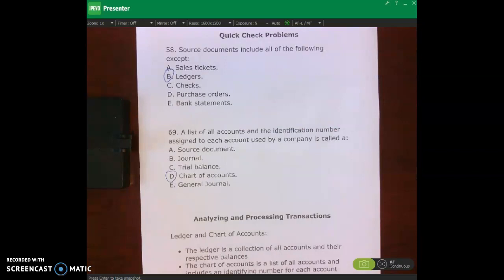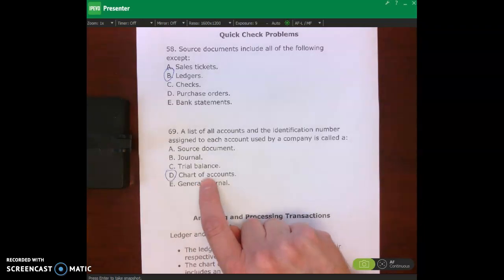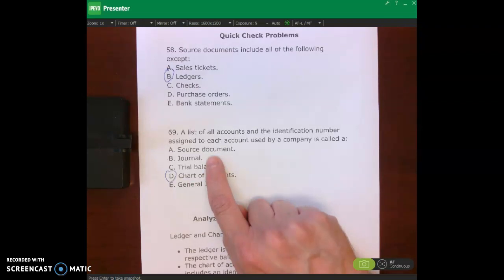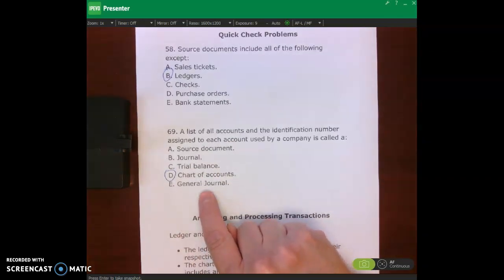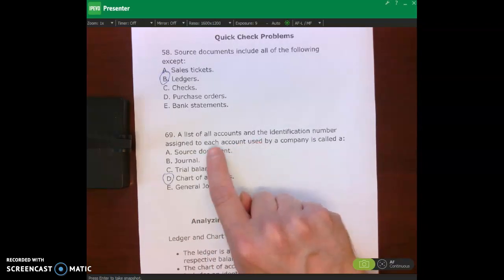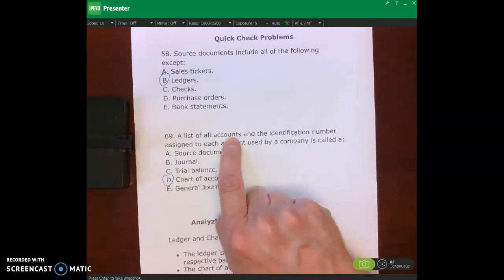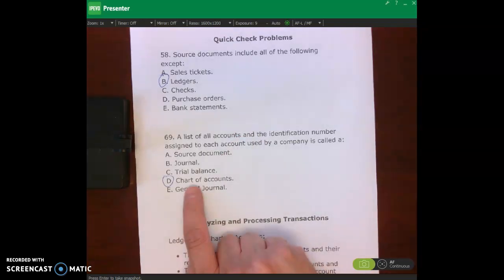The next one, a list of all the accounts and then their identification number assigned to each account. That's called the chart of accounts. And now that's not something that I talked about, but I was hoping maybe you could still reason that out by process of elimination. It's not a source document. And a listing of all the accounts, that's not the journal. That's where we record our transactions. It's not the general journal. But this is similar, it says a list of all the accounts and then the identification number. It's not the general ledger, because the general ledger would be the accounts and then their respective balances. This is called the chart of accounts.